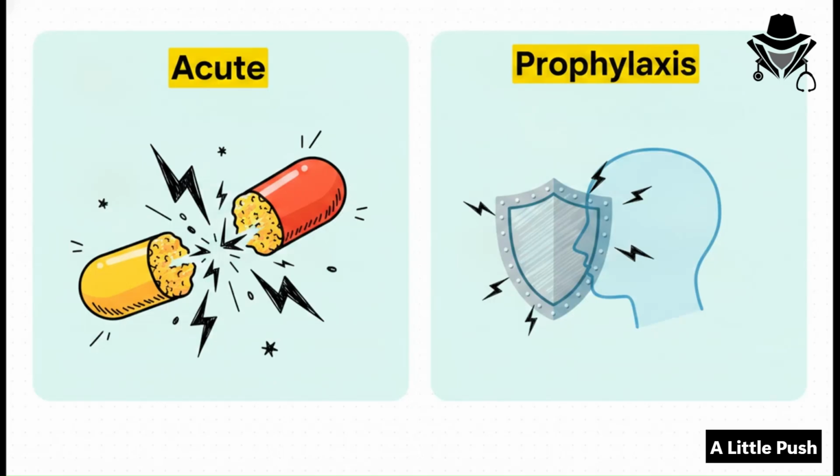When we're talking treatment, you've got to clearly divide your strategy. For an acute, active attack, you want abortive therapy, so think triptans or NSAIDs. But if the attacks are happening frequently and they're super disabling, you shift to prophylaxis to prevent them from happening in the first place. The board favorites for prevention are beta blockers like propranolol or meds like amitriptyline and topiramate.